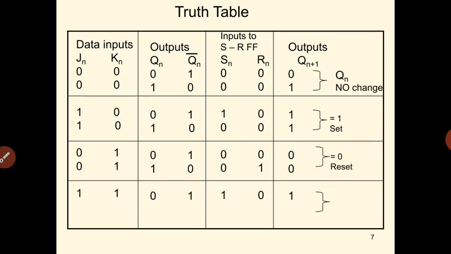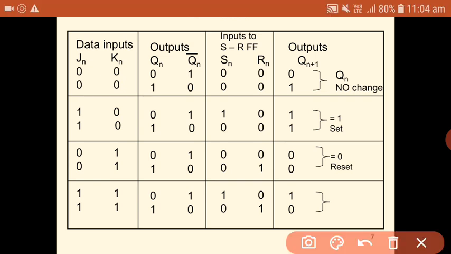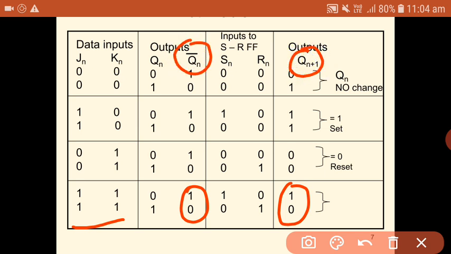Okay, and if you observe the last combination, for J is equal to 1 and K is equal to 1, what output will you be getting? You will be getting the output equal to Qn bar. That means the present output will be equal to the complement of the previous output. That is what you get when J is equal to 1 and K is equal to 1 are applied as inputs to the JK flip flop.